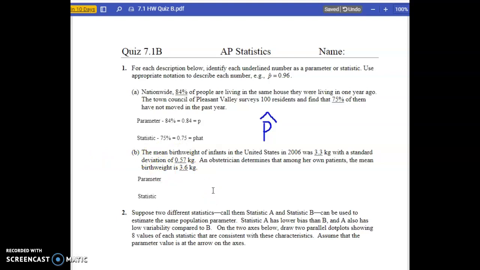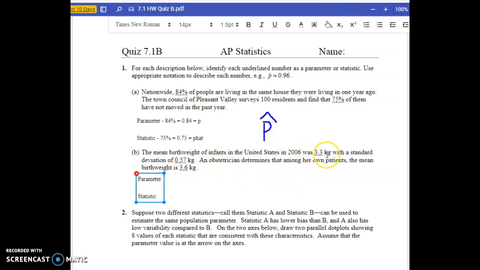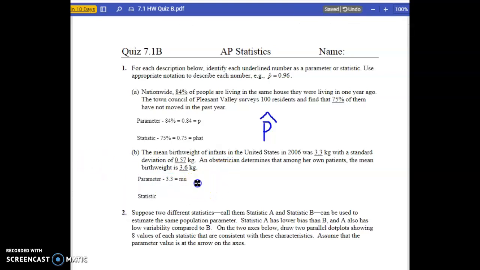The next one. The mean birth weight of infants in the United States in 2006 was 3.3 kilograms with a standard deviation of 0.57 kilograms. An obstetrician determines that among her own patients, the mean birth weight is 3.6 kilograms. So if I go to my first underlined number, 3.3 kilograms, that was all infants in the United States in 2006. So what it's known to be for the population, well, that's a parameter. And more specifically, that's a mean. I'm just going to write the word mu, but that's a population mean mu. And if you forget the symbol, that's this guy.